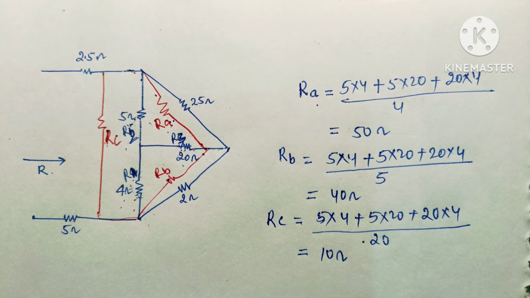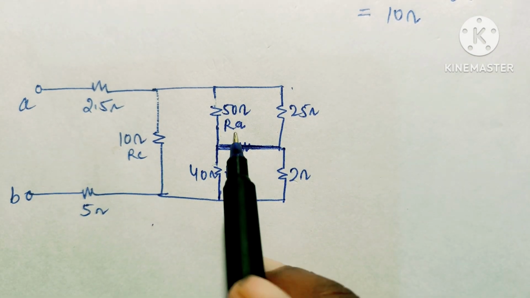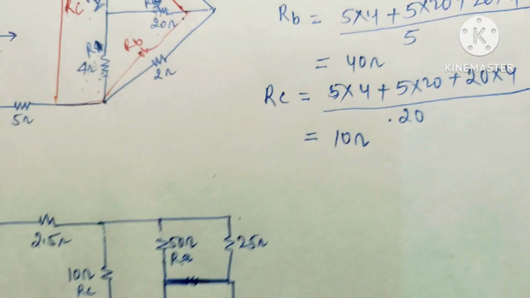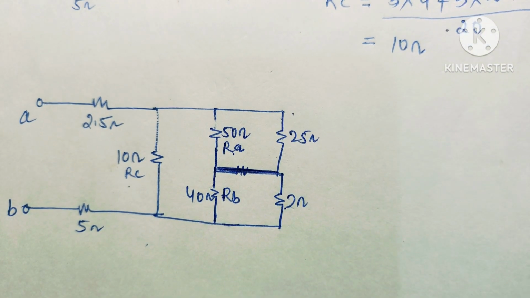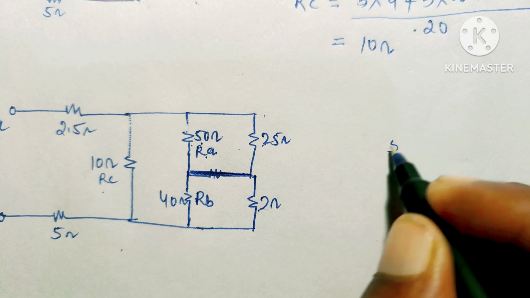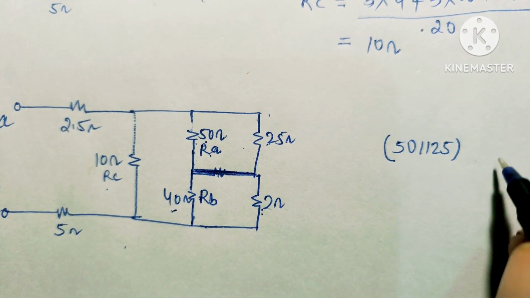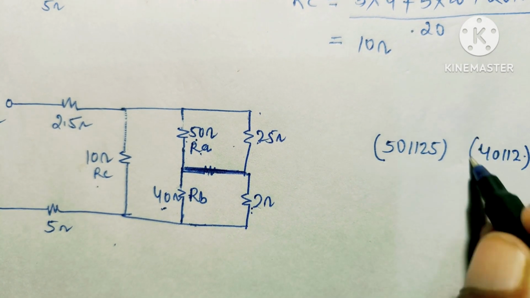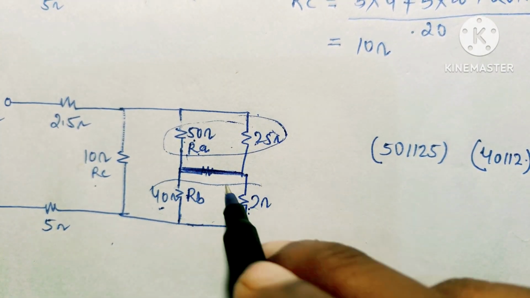So now the circuit can be changed into this form. Here this is Ra, Rb, Rc, and the 25 ohm and 2 ohm resistances which were shown here. So we can now solve this question. This 50 ohm and 25 ohm resistance are in parallel, and this 40 ohm and 2 ohm resistance are in parallel. Both these results will be in series.